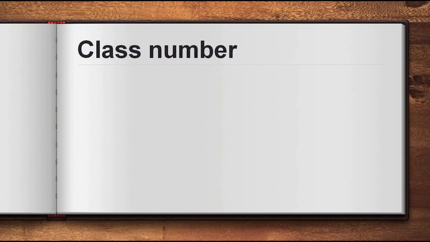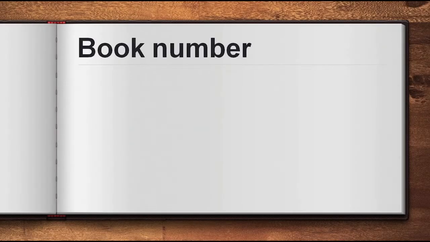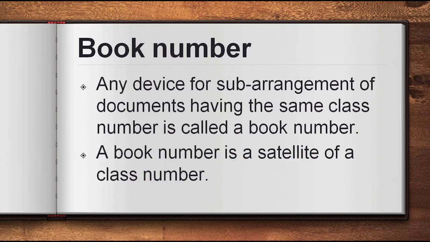Class number. Notation given for the main or basic subject is called class number. The subject of a document, when transformed into a notational form, is class number. Book number. Each main class has its own subdivisions. Any device for subarrangement of documents having the same class number is called a book number. A book number is a satellite of a class number.